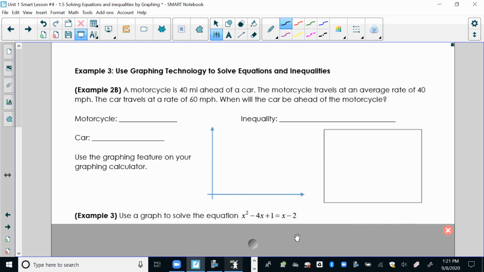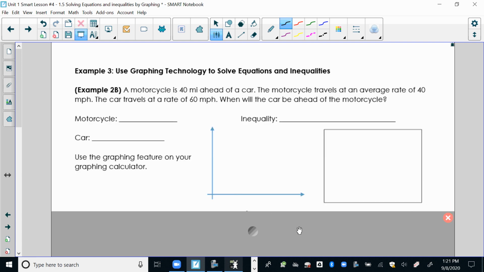So the first thing that we're going to want to do here is get an equation for the motorcycle and an equation for the car. The motorcycle is 40 miles ahead of the car, and it's traveling at an average rate of 40 miles per hour. So the rate of change of our motorcycle is 40 miles per hour, and it has an initial distance of 40 miles when we're starting this problem. So we get the equation y equals 40x plus 40.